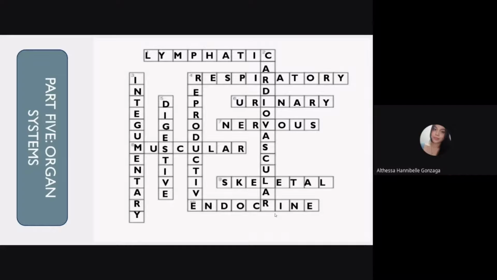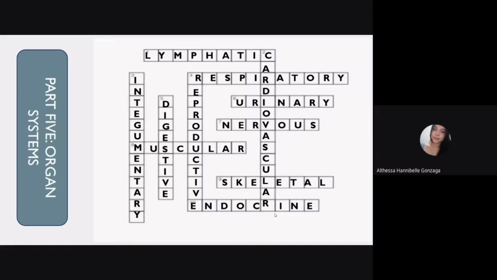For part 5, it is labeled as organ system. Let me first discuss the answers of our group in the across part of the crossword. For number 1, our answer is lymphatic. It is the major function for tissue drainage and fat transport and also immune responses.